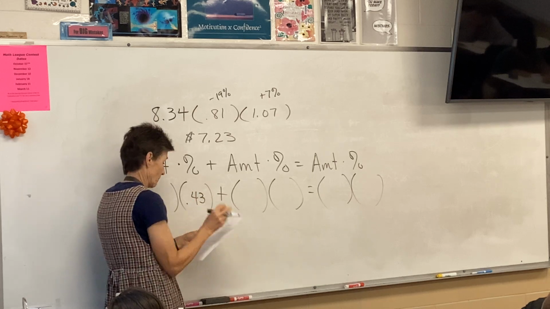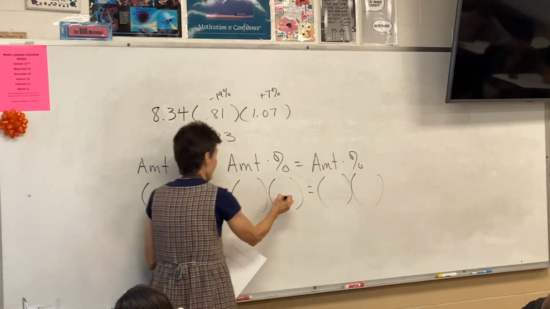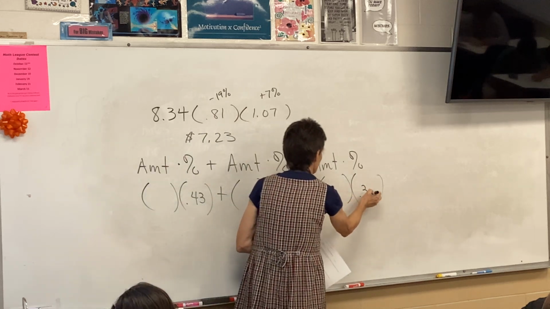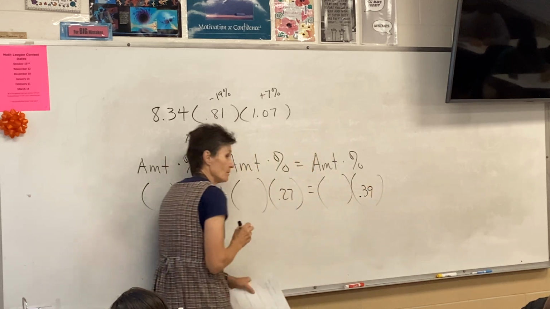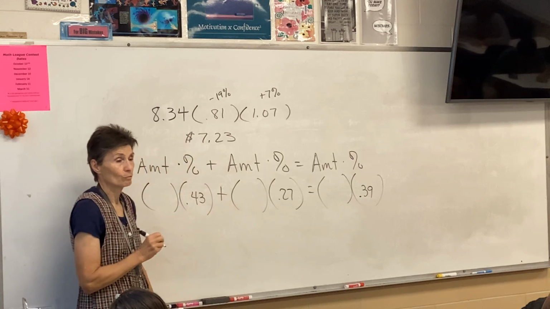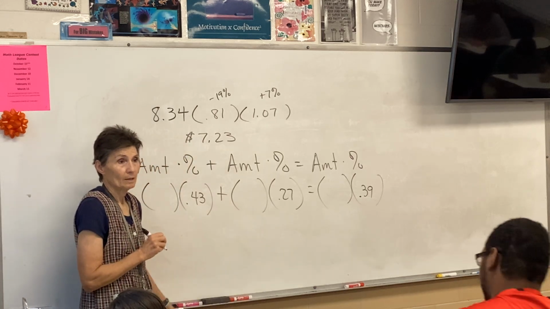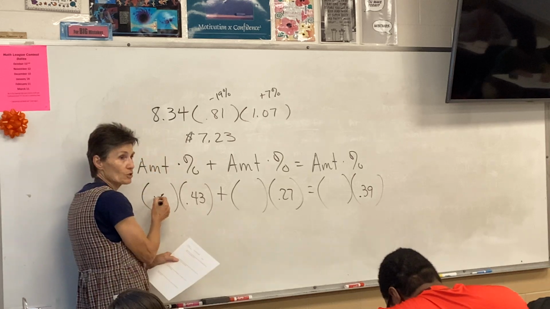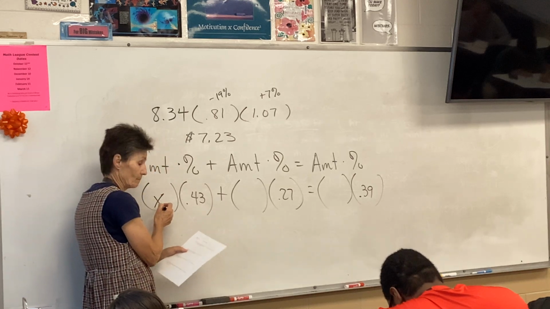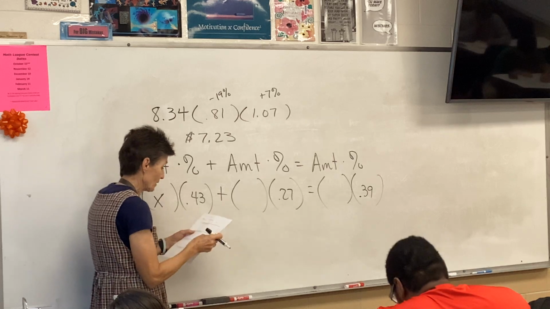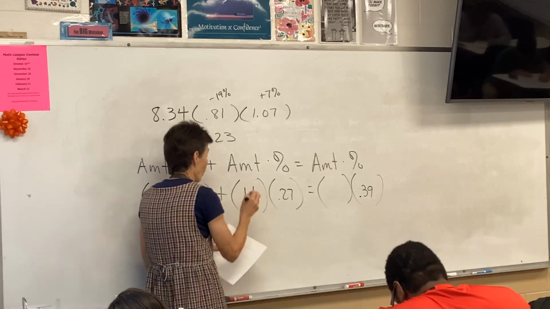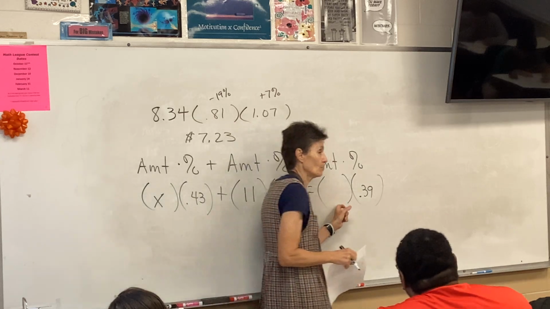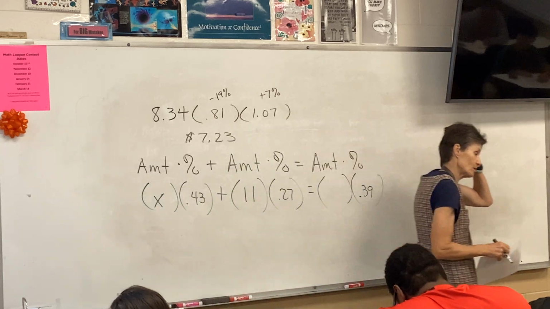43% juice, 27% juice, and 39% juice. Okay, those are all the percentages right there in the problem. All right, now what about the amounts? How much? We don't know, call it X. Mixed with 11 quarts to get a final mixture.